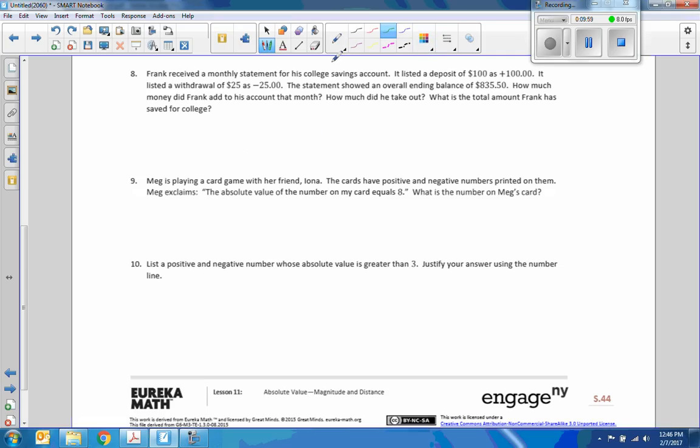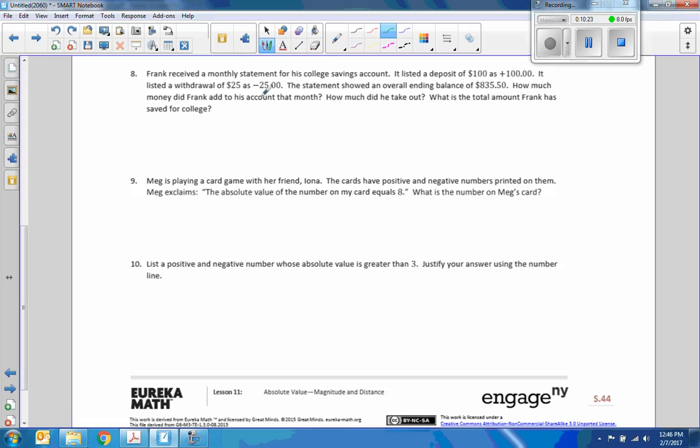Frank received a monthly statement for his college savings account. It listed a deposit of $100 as plus 100. It listed a withdrawal of $25 as negative 25. The statement showed an overall ending balance of $835.50. How much money did Frank add to his account that month? How much did he take out? What is the total amount Frank saved for college?